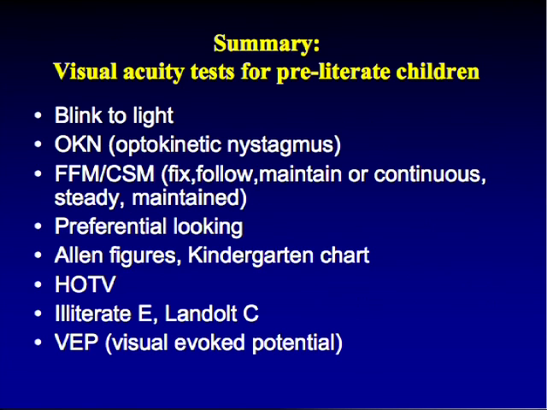So in summary, to test visual acuity in pre-literate children, we look at blink to light, OKN, fixation and following, or central, steady, maintain, the preferential looking tests, and then finally picture optotypes, such as Allen figures or the Lea symbols, HOTV, and also you can use the illiterate E game, or the Landolt C, which is used in Europe. Then finally, there's also visually evoked potential testing, which is the only one of all these methods that doesn't require a motor response on the part of the child.